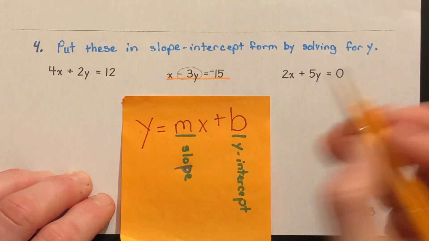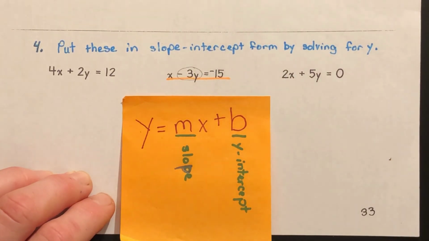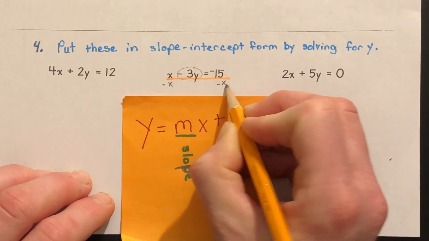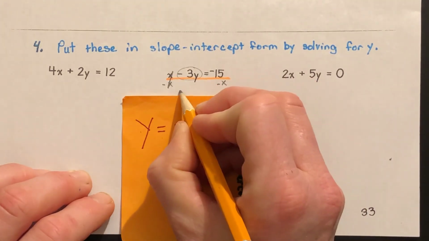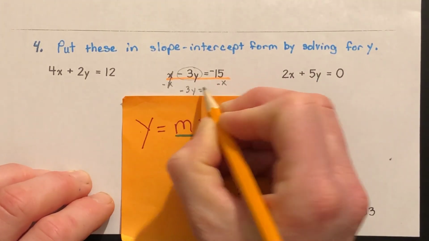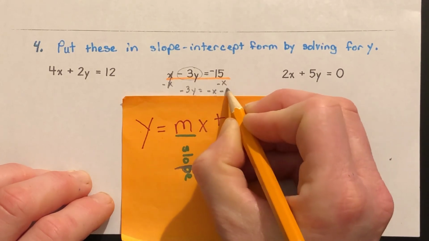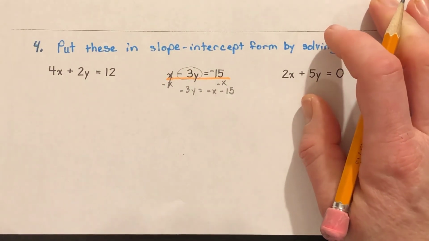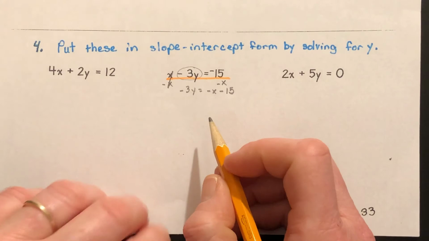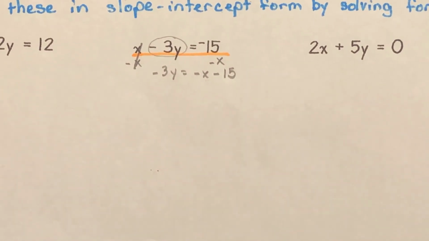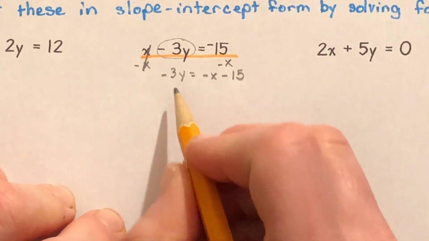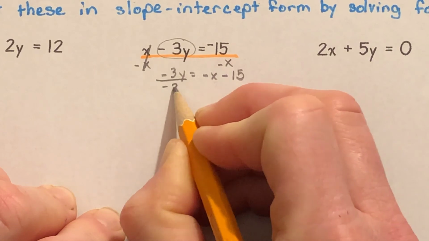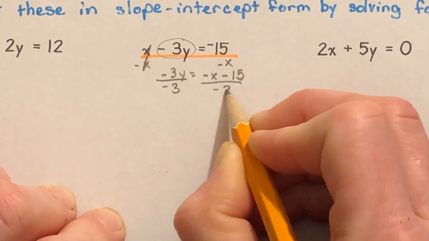This is a -3y. I want to get rid of the positive x, so I will subtract x from both sides. That cancels out, and I'm left with -3y equals -x minus 15. Now I have -3y, and I need to get rid of the -3. So the opposite of multiply by -3 is divide by -3.